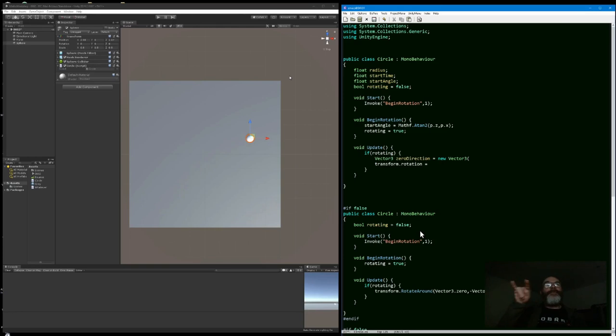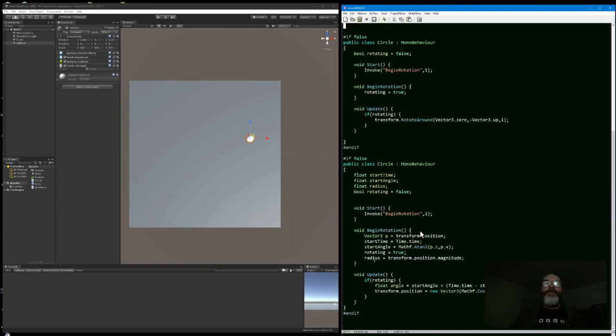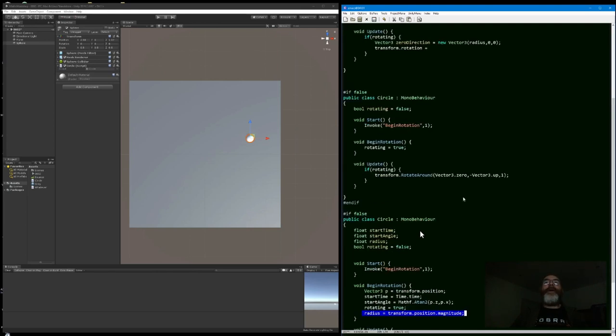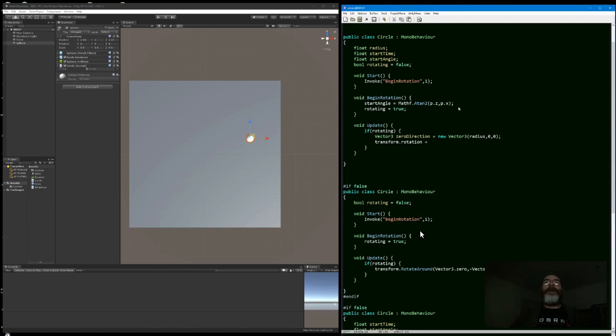This is the vector that represents 0 degrees. That's basically what I'm doing. I want to create a vector that represents 0 degrees. For that, I need to take my radius, this vector, radius 0, 0. That's the 0 direction. When I begin the rotation, I'm going to need to also capture the current radius.